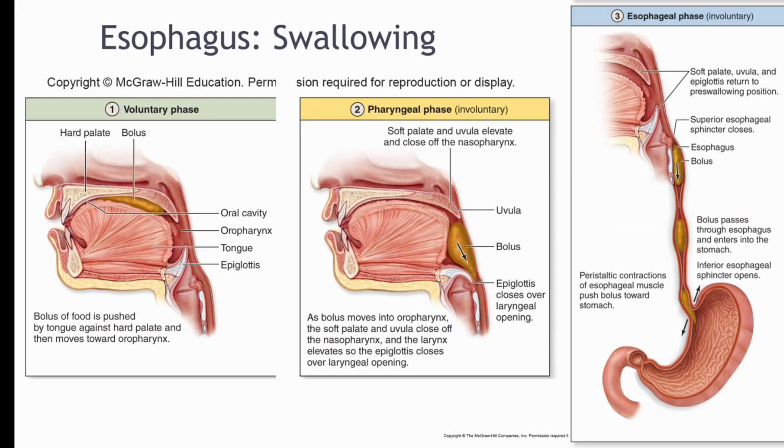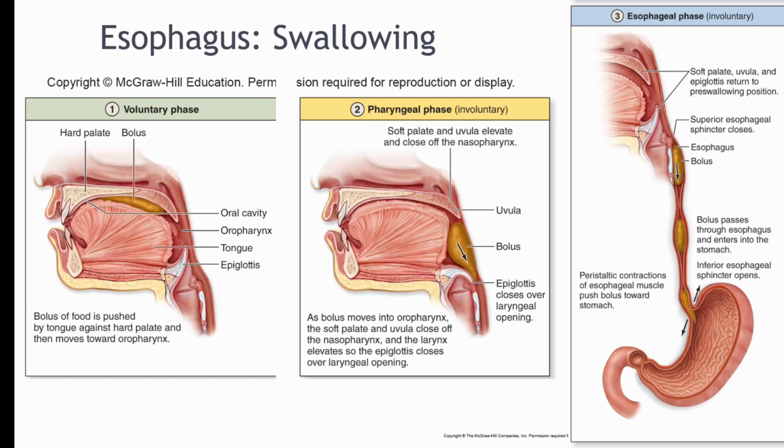So the process of swallowing has two parts. There's a voluntary part, and for that, the bolus of food that you've chewed is pushed by the tongue against the hard palate, and it moves towards the oropharynx. And at that point, it triggers the involuntary part.